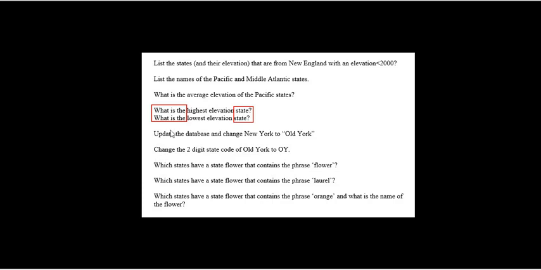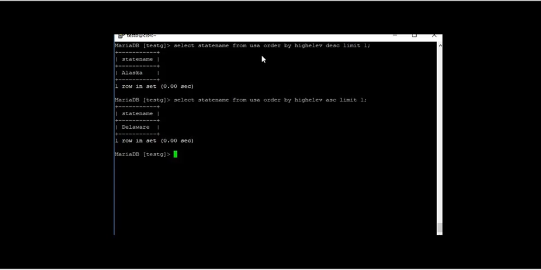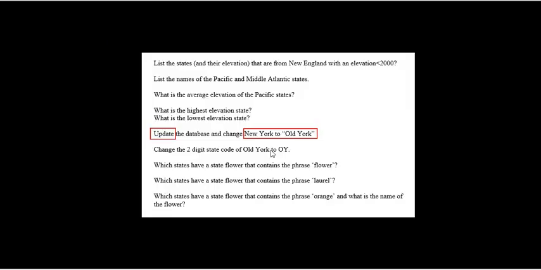And what's the highest elevation state and what's the lowest elevation state? So the highest one is going to be order by high elevation descending. So that state name is Alaska, because that's got the highest one. Now, select state name from USA, order by high elevation ascending, limit 1. Same thing, limit 1 either place. That's Delaware. So Delaware's got the lowest and Alaska's got the highest.